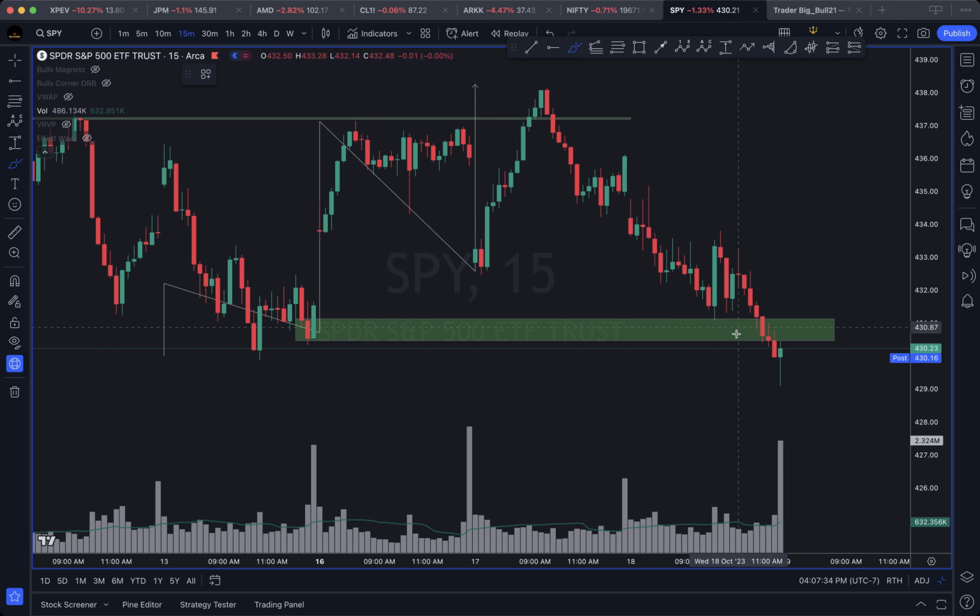But this was not a strong push by the bulls, and then price instantly came back. Again, what I said before, the smaller the demand zone is, the smaller the move is going to be. The bigger the zone, the higher the time frame of the zone, the bigger the move is going to be.